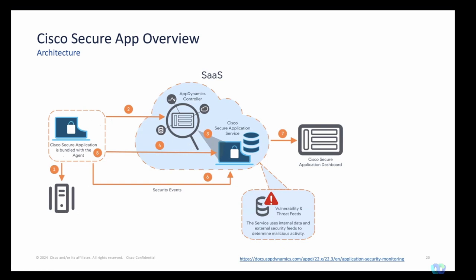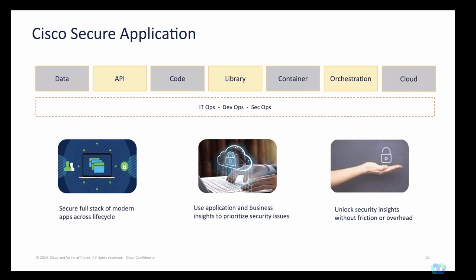All right, so the Cisco Secure Application provides security across the entire life cycle of an application. And what I mean by that is you can actually have your CSA in your development, testing, staging, and get to know about the vulnerabilities sooner in the cycle rather than later, right? Importantly, it provides business and application insights to prioritize security issues, and we'll see how in the demo and in the subsequent slides as well.